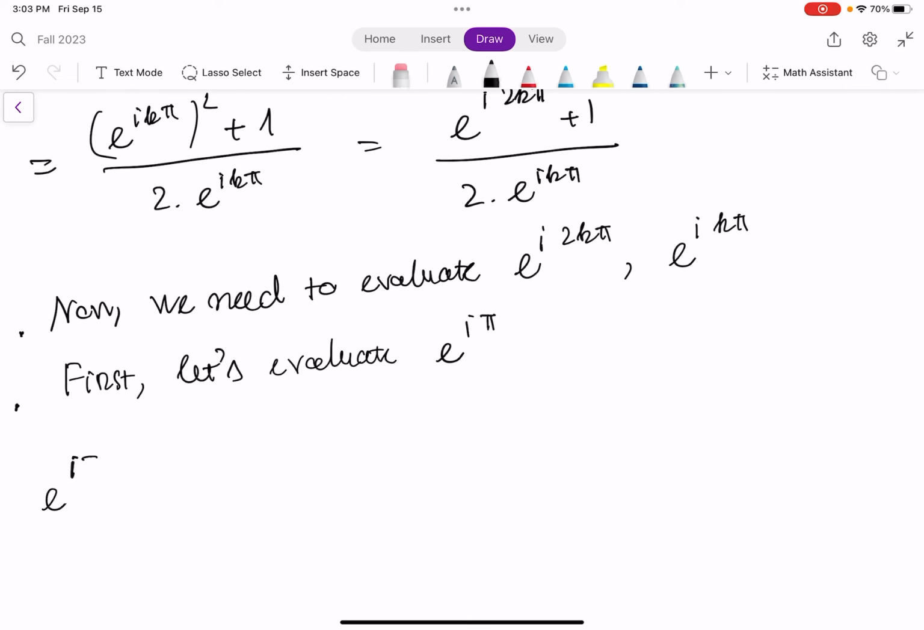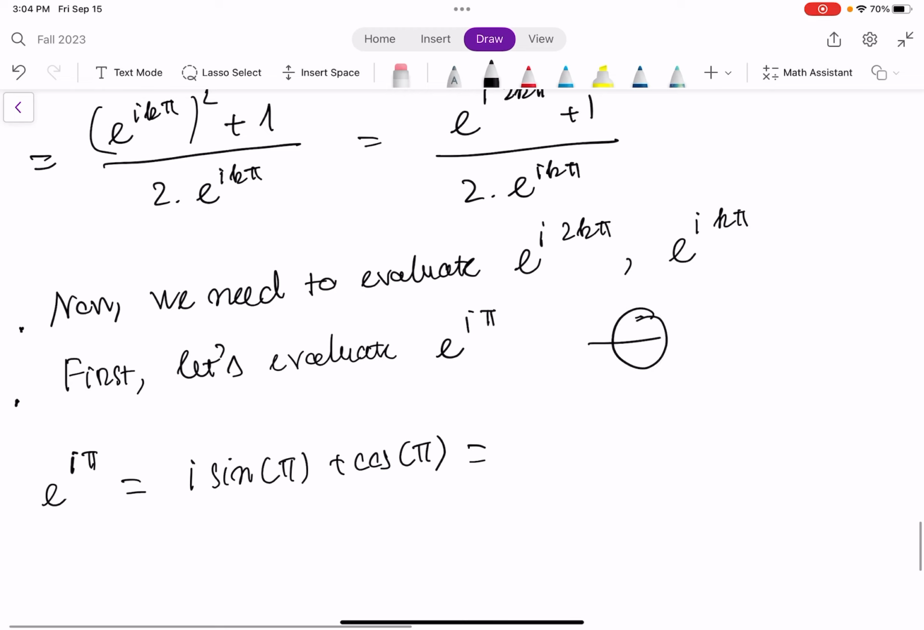So e to the power iπ is just i sine π plus cosine π, right? You agree with me? Okay, and if you recall, sine π is 0 and cosine π is negative 1. So negative 180, you spin, at this point you are here. So your cosine is negative 1 and your sine is 0. So it will be i times 0 plus negative 1, so it will be negative 1. Okay, wonderful.